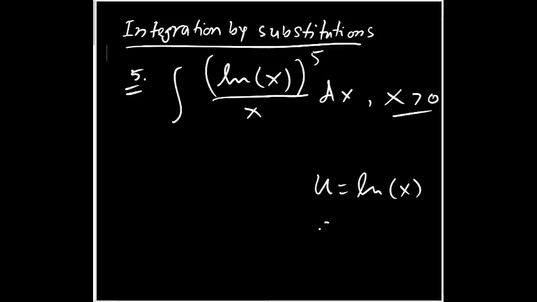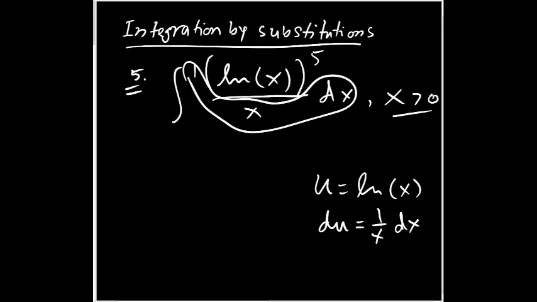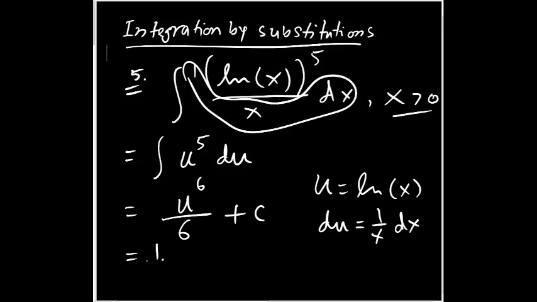So then the derivative: du is the natural log derivative, 1 over x dx. So you can see here 1 over x. This portion we have found already as du. So then my problem is reduced to u to the 5 du. Now I can apply the power rule. What is the antiderivative of u to the 5? You just need to add 1. So 5 plus 1 is 6, divided by 6, plus a constant. And then you just say u is natural log of x, to the 6, plus c.